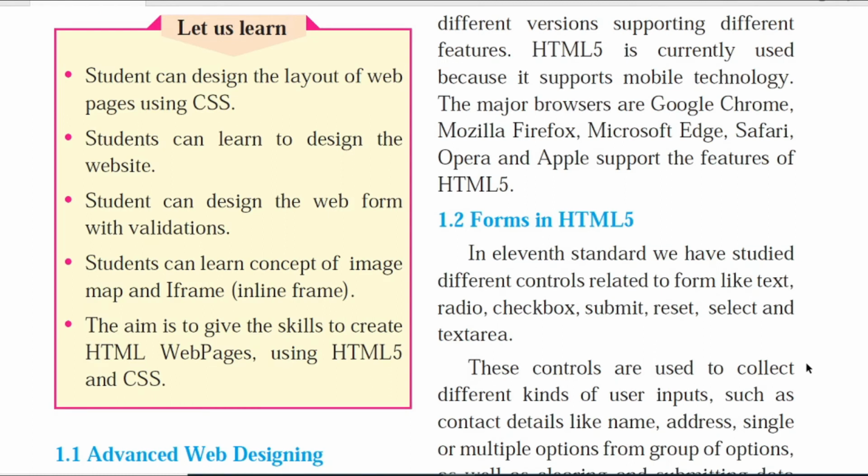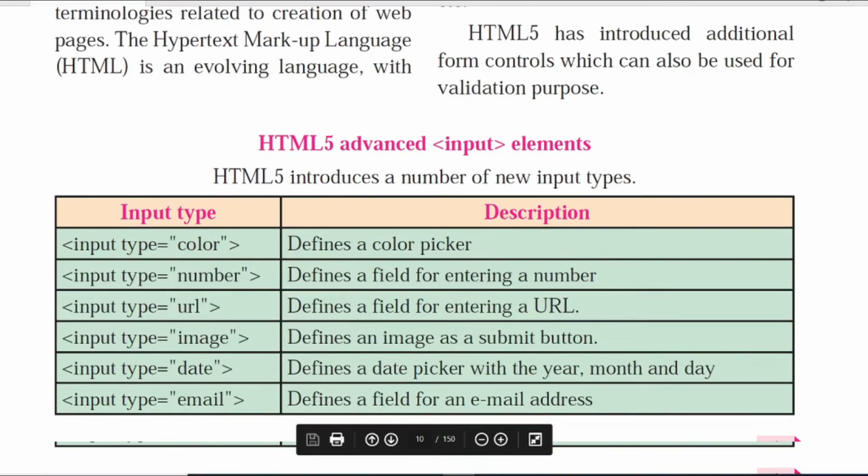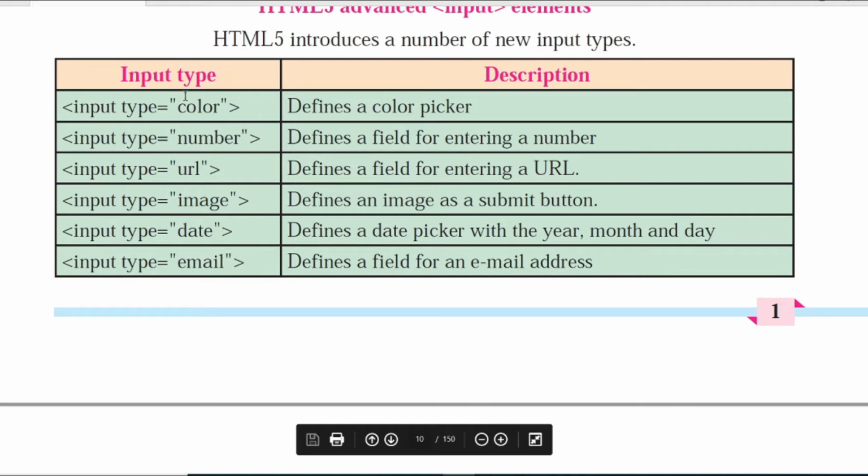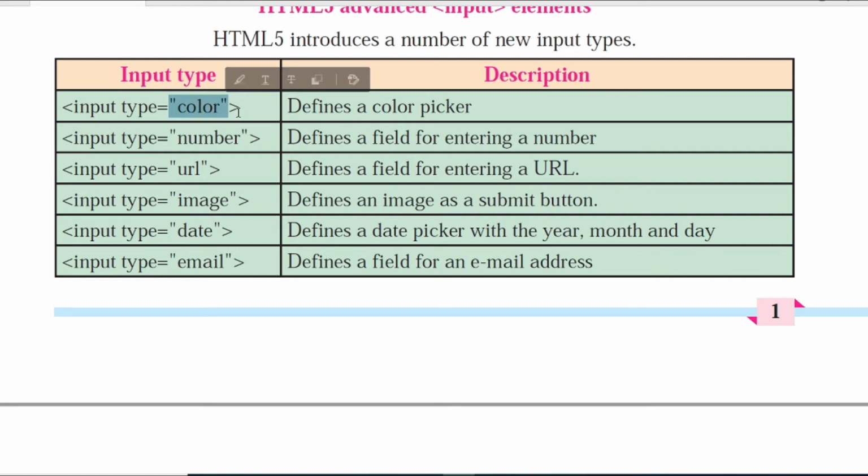Yes, my dear students, here are some important, very relevant and most frequently used HTML5 advanced input elements. Here are some important input types, namely input type is equal to color. The syntax is input type equal to color in inverted commas. Remember, this defines a color picker, what color you want, and thus input type equal to color will define a color picker.